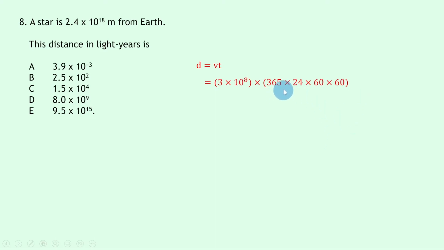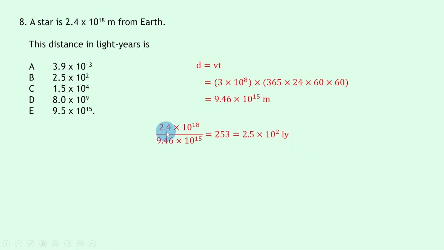So we can do 365 days in a year times 24 hours in a day times 60 minutes in an hour times 60 seconds in a minute. And that gives us this answer, 9.46 times 10 to the power of 15 meters when you put it into your calculator. So that's how many meters are in 1 light year. So if I want to find out how many light years this distance is, I need to divide this distance in meters by the distance of 1 light year in meters.